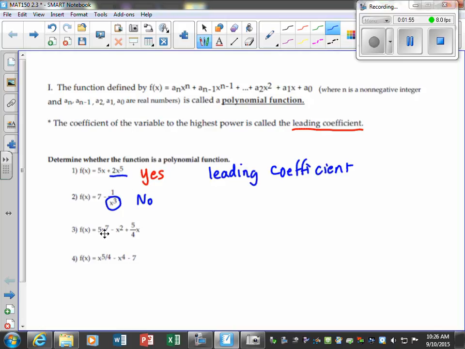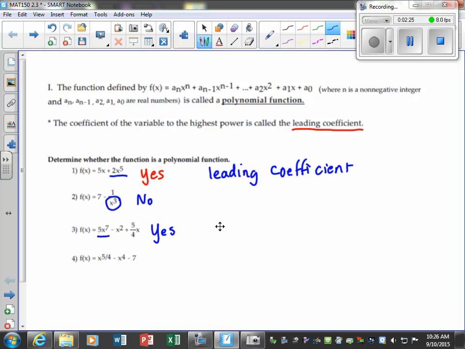Actually, this one is. This one's 5x to the 7th power minus x squared. This is really just, the coefficient is 5/4. It's x to the 1st power. So just the coefficient's a fraction. That's okay. So we would say, yes, this is. And the leading term would be 5x to the 7th, and the leading coefficient is going to be the coefficient of that leading term, which is just going to be 5.